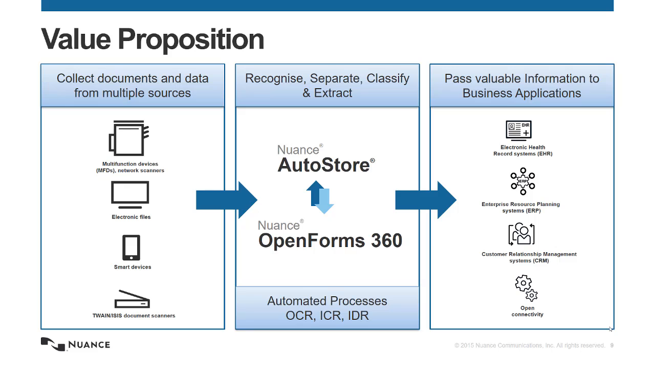Once this process has been completed, then the ultimate storage of the data and documentation into multiple backend systems can be achieved through one path. Whether that system is an ERP system, a CRM system, a finance system, electronic health record system, or any other system via AutoStore's open connectivity.